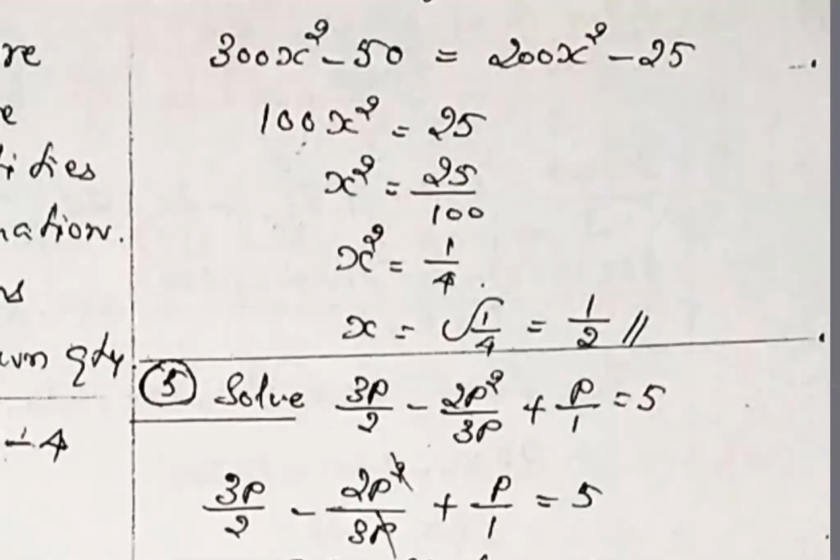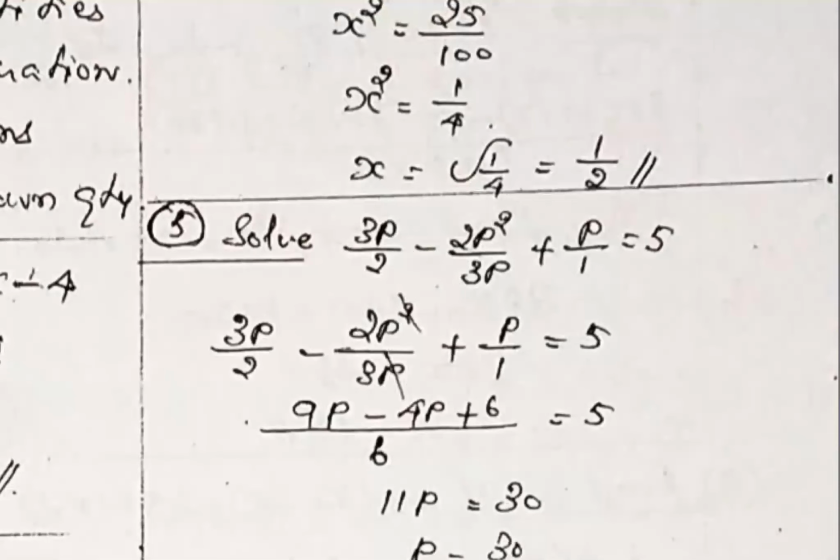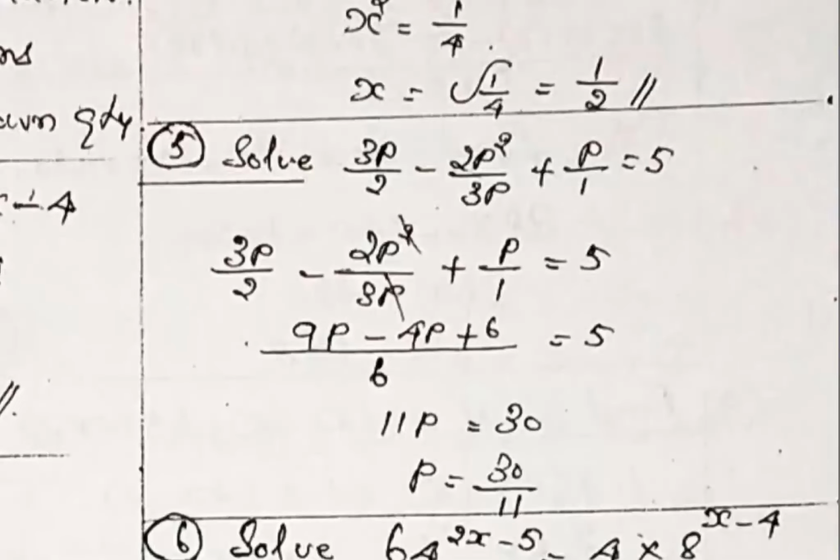Problem number 5. 3p divided by 2. So the denominator has some number. How do we simplify it? If denominators are available, it is better to take the LCM. Before taking the LCM, numerator and denominator cancellation is allowed. Crossing the plus or minus symbol is not allowed, but in the numerator and denominator, p gets cancelled. So after cancelling the p value, find the LCM: 2 into 3 into 1, LCM 6.